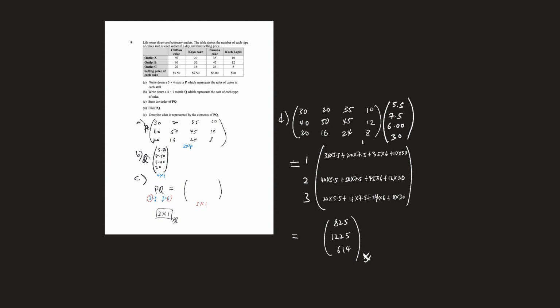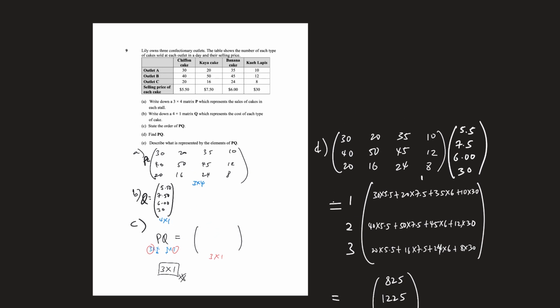Alright, part E. Describe what is represented by the elements of PQ. What do all these elements represent? To answer this question, once again, looking here is tough, so I always look at the working. Over here you can see 30. Maybe if I use some highlights, this 30, right?